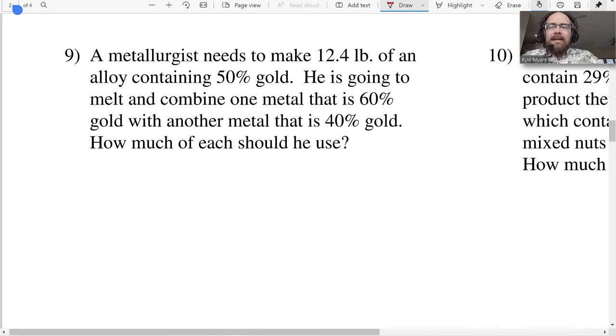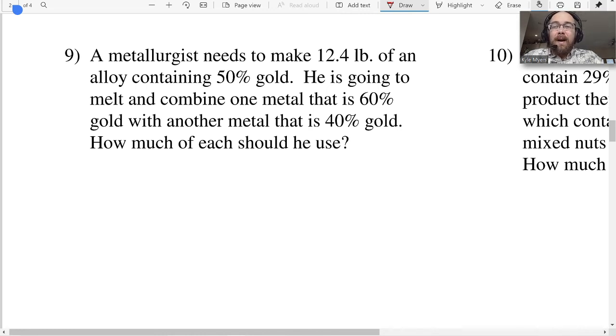Let's go ahead and knock out this last problem, though. A metallurgist, that's a real word, needs to make 12.4 pounds of an alloy containing 50% gold. He's going to melt and combine one metal that's 60% gold with another metal that is 40% gold. How much of each should he use?